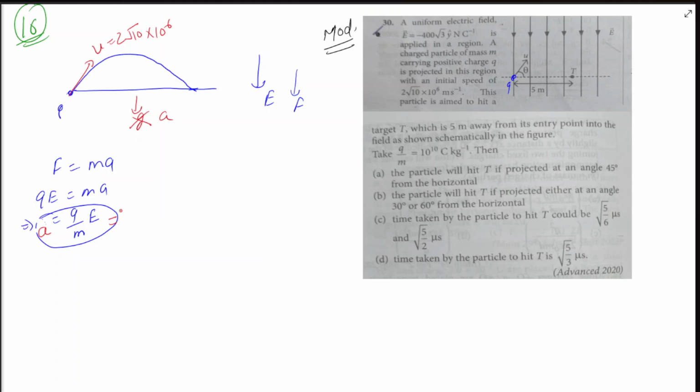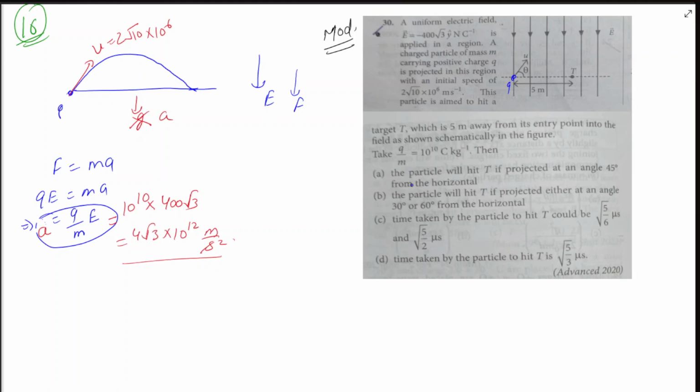Is it an electron or what? Charge is not given. Okay, Q by M is given. It's 10 raised to power 10 and E is 400 root 3. So it will be 4 root 3 into 10 raised to power 12 meter per second square, all in SI units. Next.